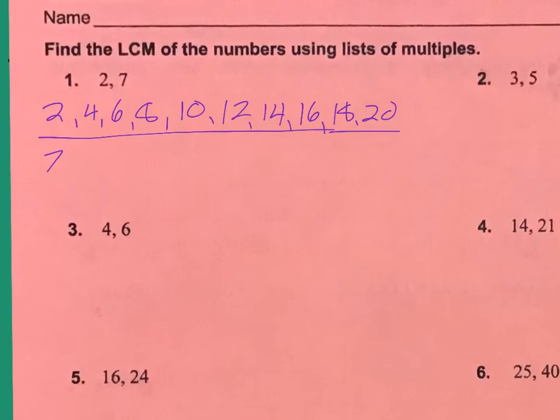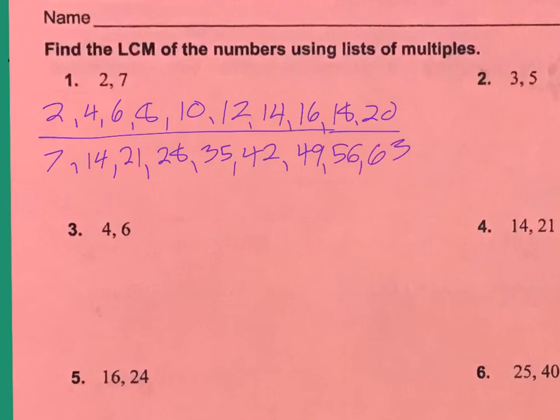Next one, we're going to look at our 7s. We've got 7, 14, 21, 28, 35, 42, 49, 56, 63, and let's stop there for now and see if we have any overlap before we have to do any more, because sometimes we're doing extra work here listing things when we already have it.